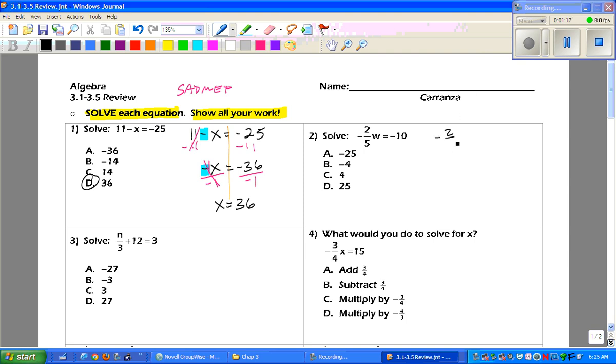All right, for number 2. When we have a fraction right here, this is multiplication, and to get rid of a fraction, you multiply by the reciprocal. So that would give us w equals a negative times a negative is a positive, and we get w equals 25.